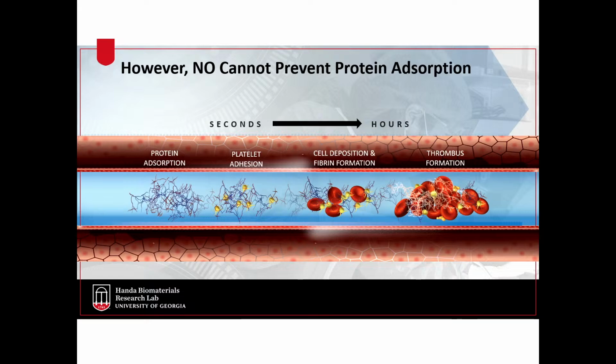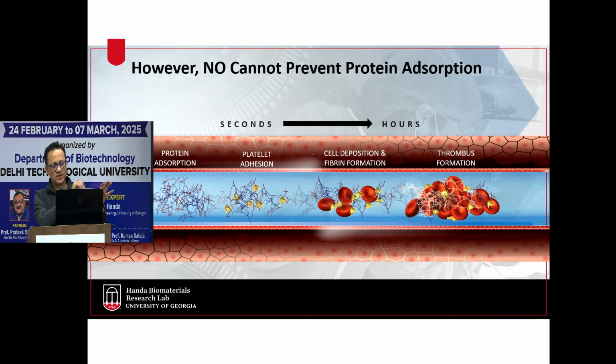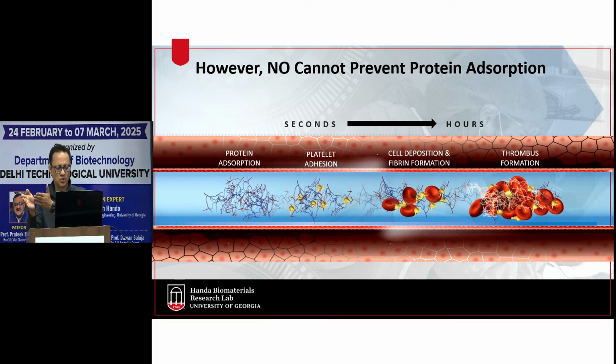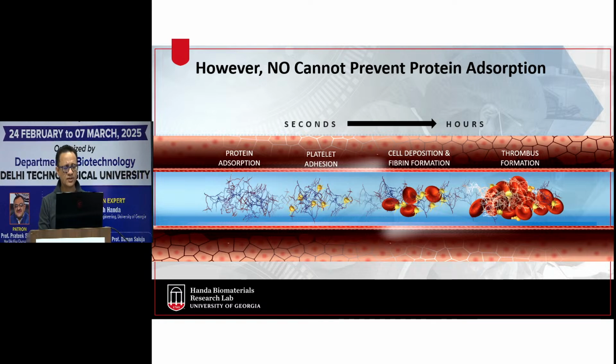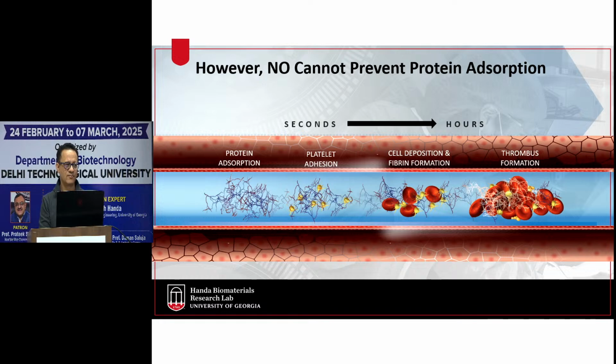So now I can tell you that whole story that I was waiting for. Okay. Now, I showed you how NO releasing materials are great. They can kill bacteria in that CDC bioreactor. They can prevent clotting. I'll show you in future. One problem is they cannot prevent protein absorption. Okay, so if you have an implant, fibrinogen protein is still sticking to the surface.